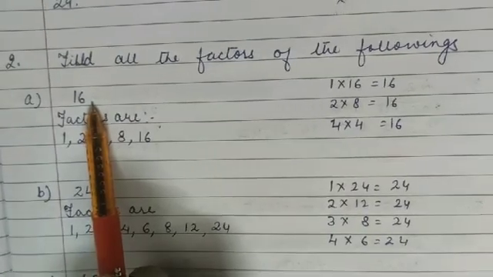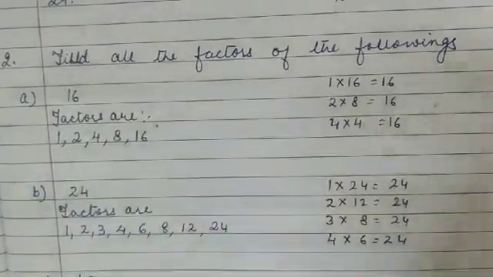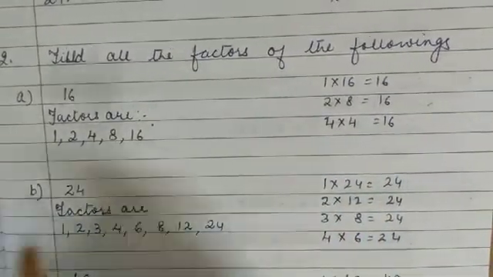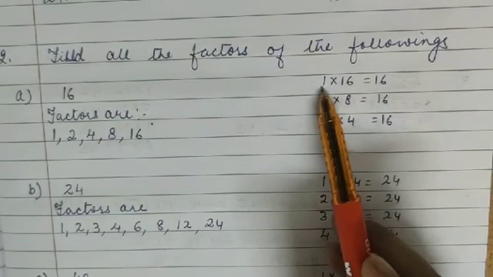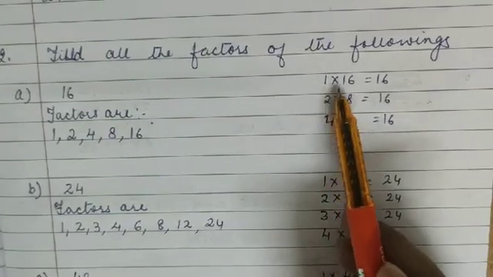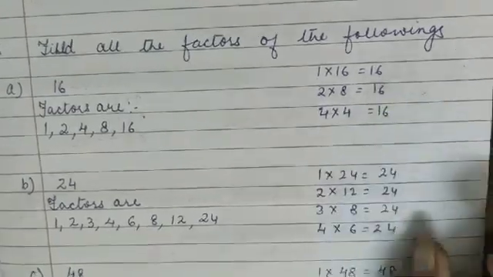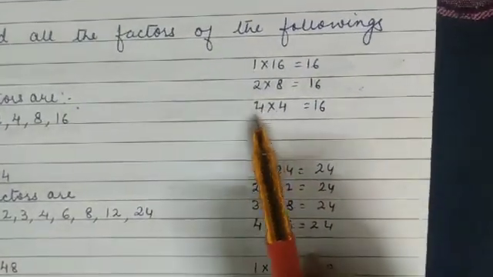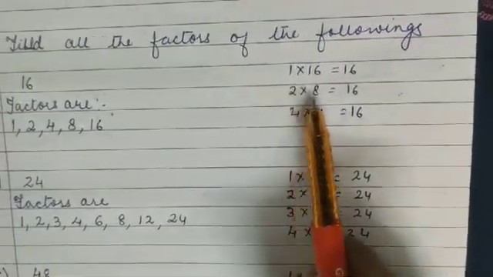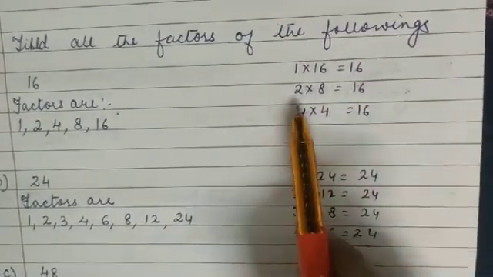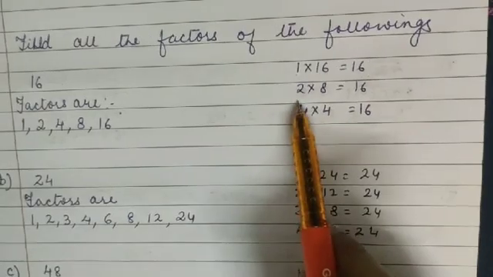Now just listen carefully. We always start with the table of 1. Clear? So in the table of 1, where does 16 come? 1 16s are 16. Now after 1, we will say the table of 2. In the table of 2, 2 8s are 16. Now after that, we will start with the table of 3.